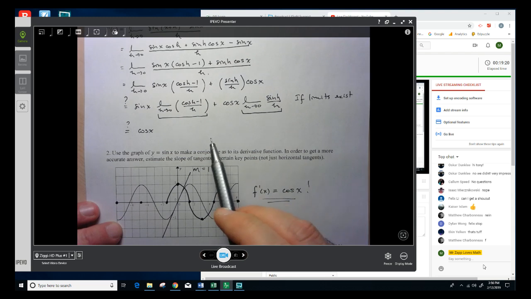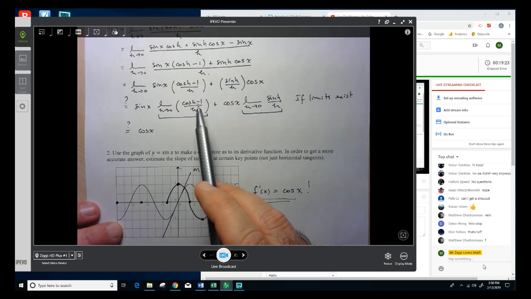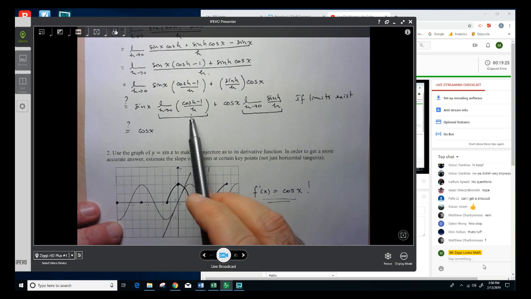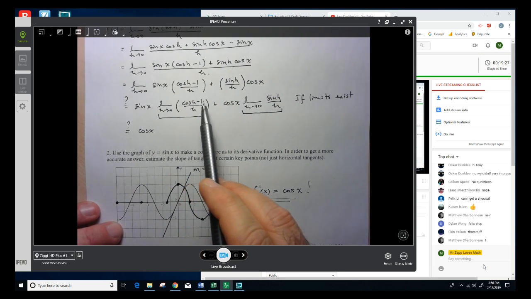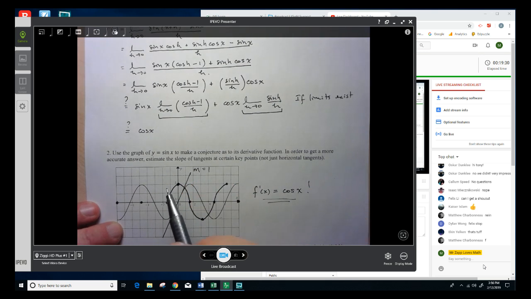Because what does sine h approach as h gets closer to 0? Well, sine of 0 is just 0. And what does cos h minus 1 approach as h approaches 0? Well, cos of 0 is 1, minus 1 is 0. So yeah, these are both indeterminate forms.